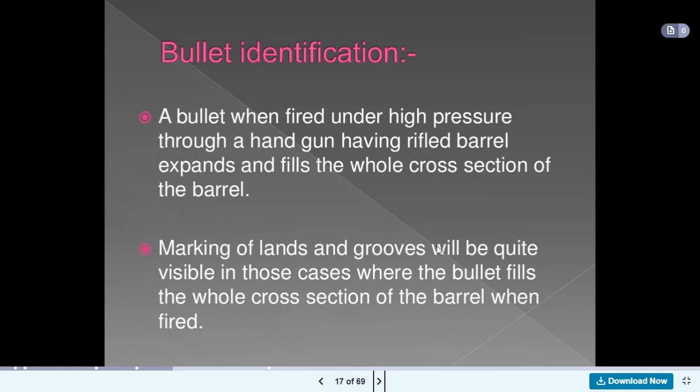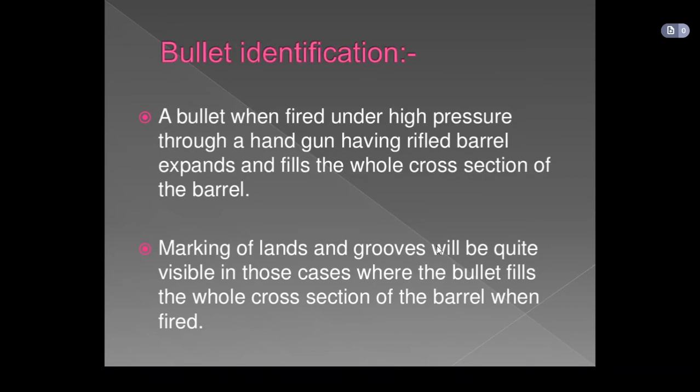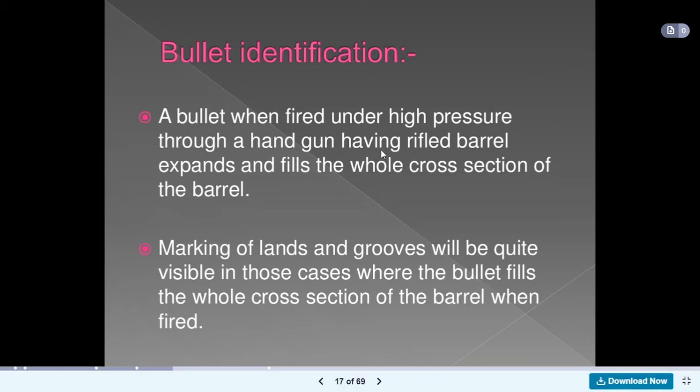So bullet identification class. So what is bullet identification? It is when a bullet is fired under high pressure through a handgun. Having refilled barrel expands and refills the whole cross section of the barrel. So markings of lines and grooves will be quite visible in those cases where the bullet fills the whole cross-section of the barrel when fired. So pag mauman daw ni mag-fire ang isa ka bullet, so magbilin siya og cross-section sa barrel. So nariya po ang bullet, magbilin po siya og line and grooves sa iyang part.